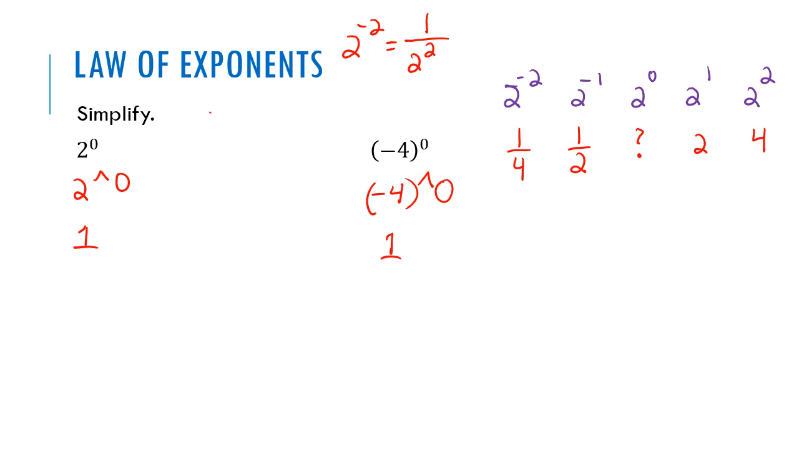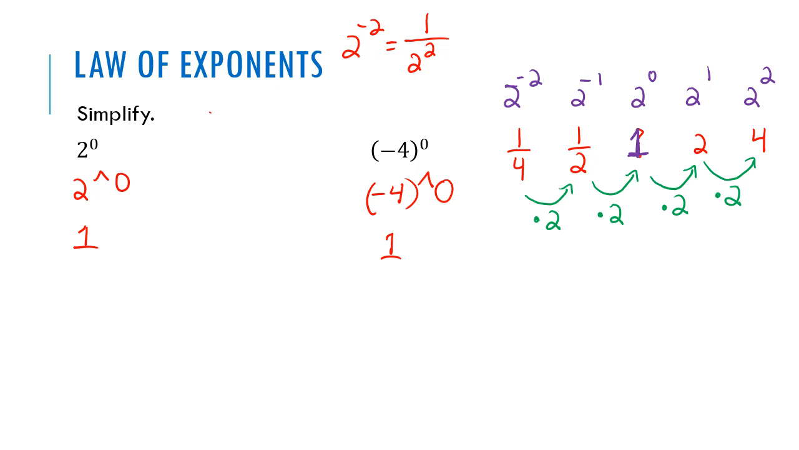So I'm looking at a pattern here. I know, because I've been doing math for a long time, that 1 fourth times 2 is 1 half. And over here, I know that 2 times 2 is 4. So there must be a pattern happening. 1 half times 2 must get me a number. Well, that number would be 1. 1 half times 2 is 1. And if I continue that pattern, 1 times 2 would get me 2. And that's where the 1 is coming from.